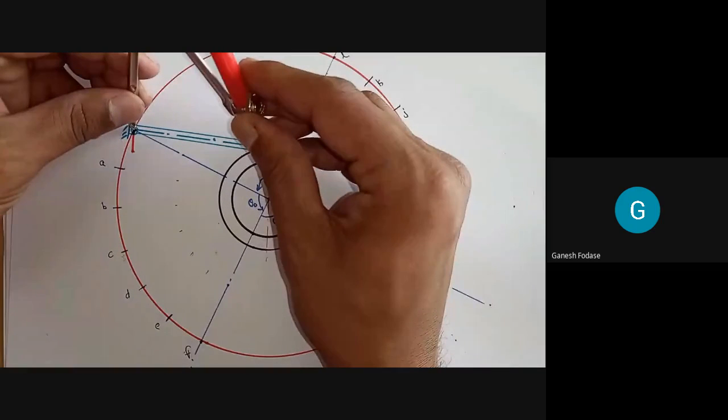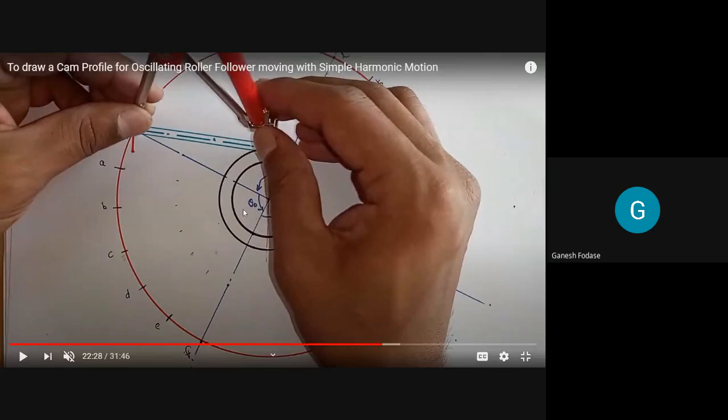After this, we need to mark follower positions. So this position, from this O to this A point, is first position. Similarly, this one is first fulcrum center. Next fulcrum center is here at A. Next fulcrum center is at B, C, D, E, F, and so on. So when fulcrum center is changing, follower position also gets changed. This roller position also gets changed. Where the roller is, that we have to mark now.